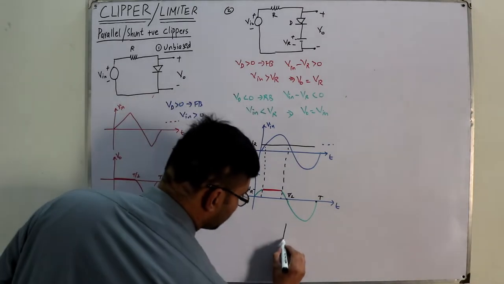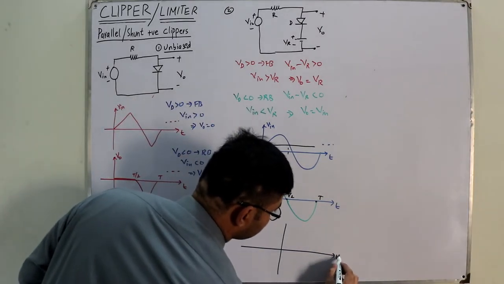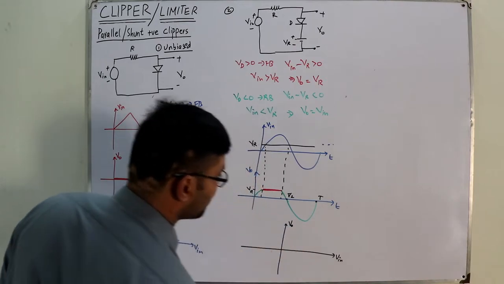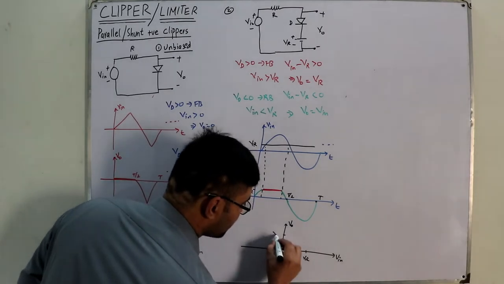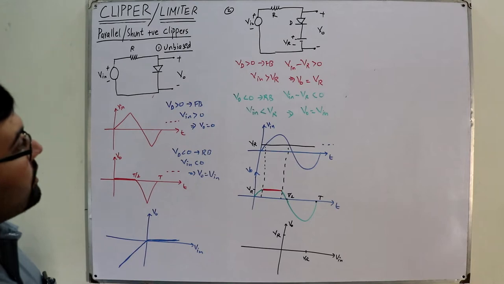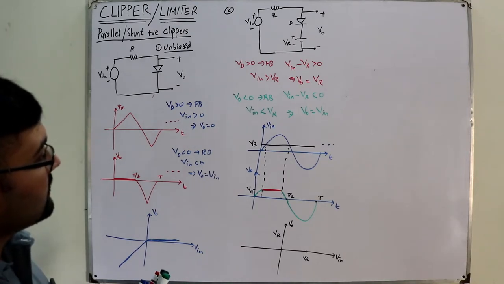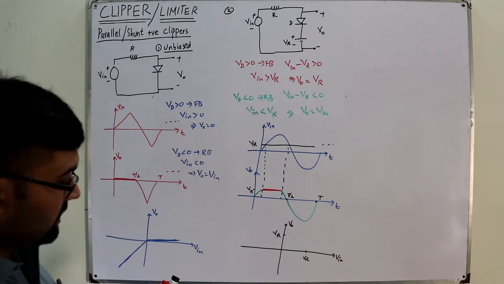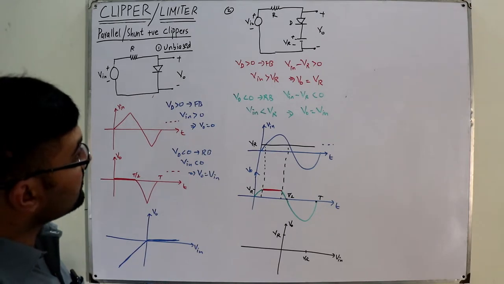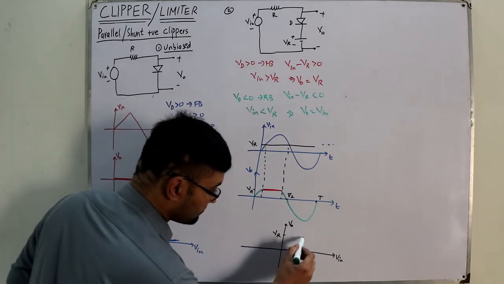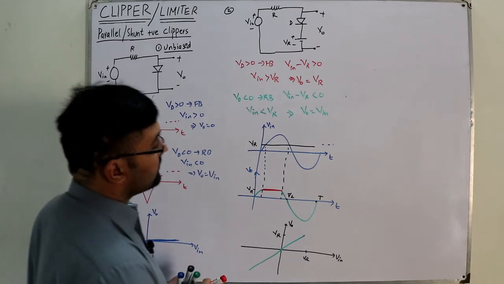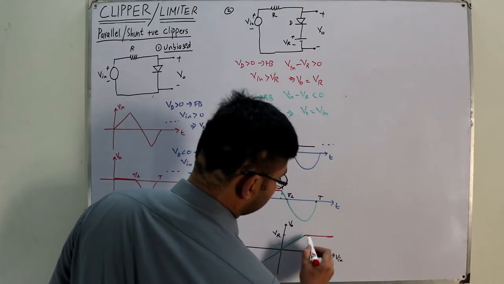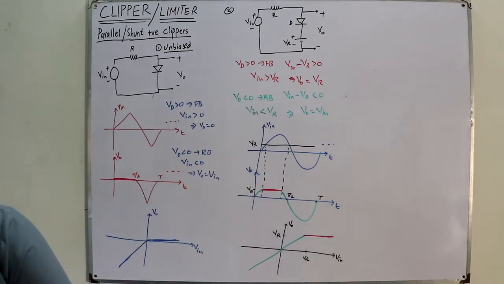Transfer characteristics. Input, this is output. So positive VR is a reference. When the input is less than VR, output is equal to input. And when the input voltage is greater than VR, the output is equal to VR. These are the transfer characteristics, which mean this is the output quantity versus the input quantity.